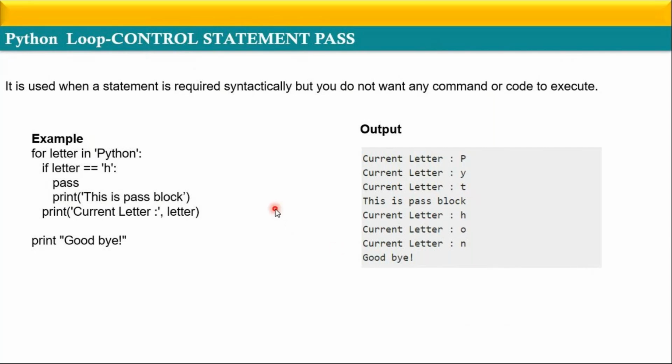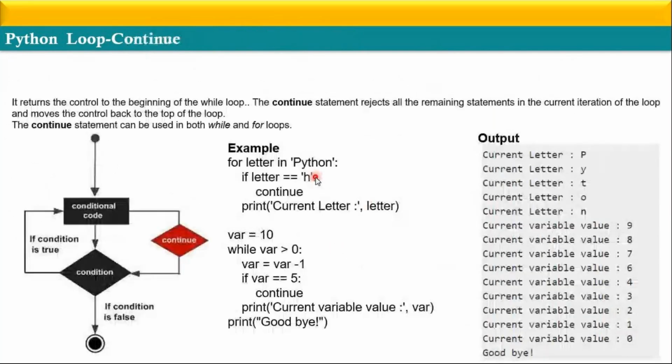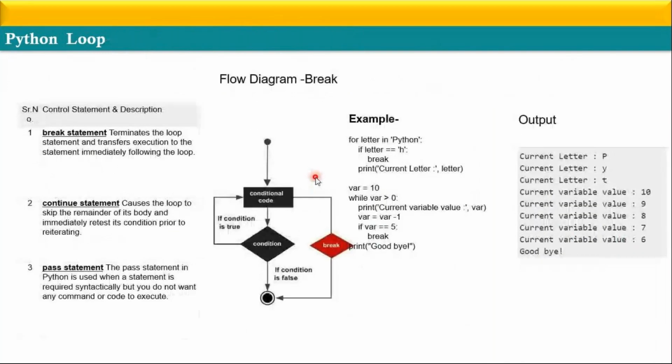In the same fashion we are having continue, break, continue, and pass. So these are the examples. You can go through these particular examples. I'm going to share this presentation with you all, so things will be more clear. Break, continue, and pass are the three looping control mechanisms, and with the help of these we will be able to control the loop.